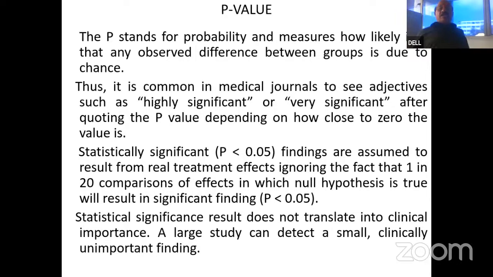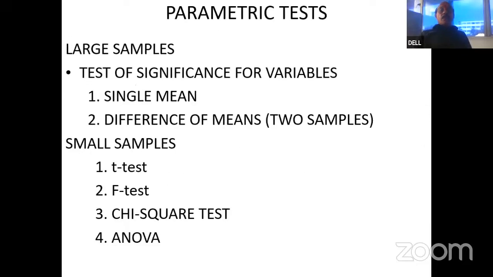So, to say a test is statistically significant, whatever p value you get, the p value should be less than 0.05. Otherwise, it is insignificant.